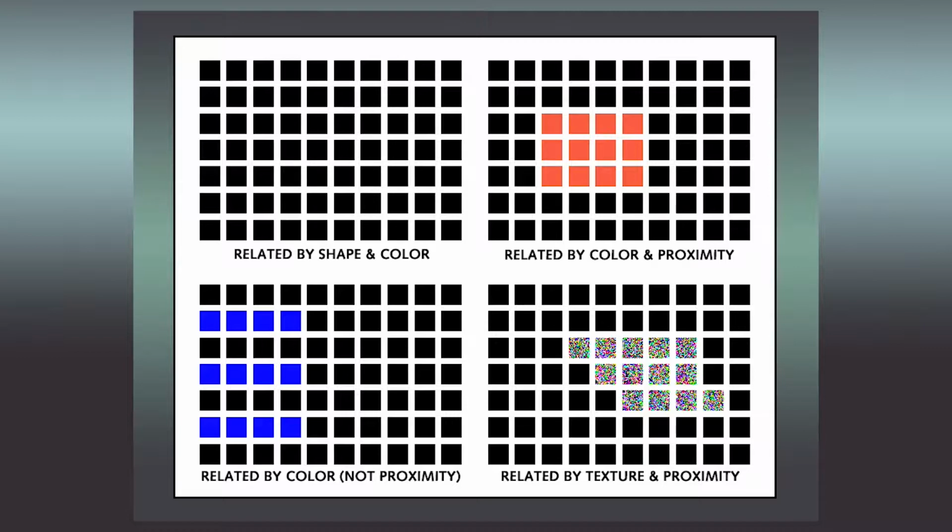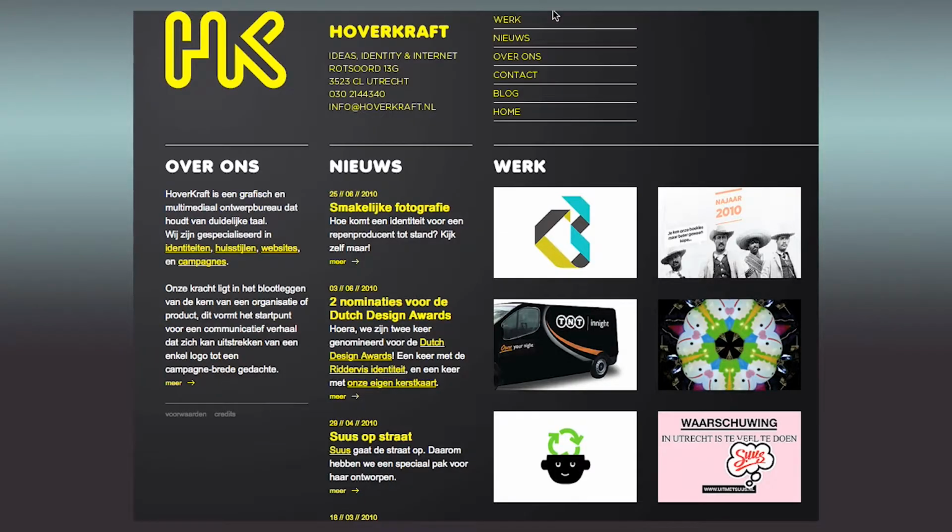Even if objects are not close or the same size, if something about them is similar, the viewer will group them together. The Works section of the Hovercraft site shows an online sample of how similar elements get grouped together by the mind.